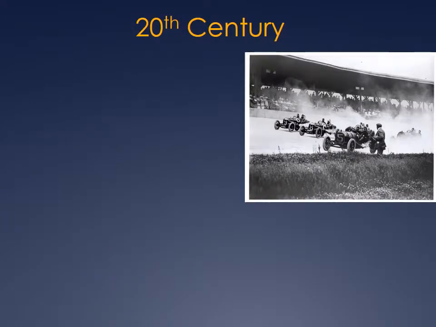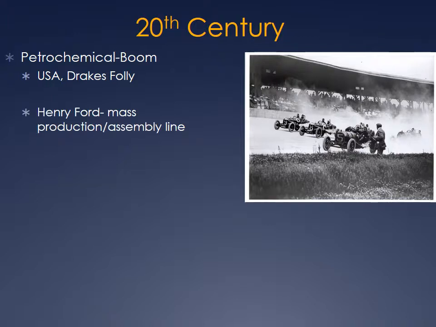The 20th century. Here you have an image of the first Indy 500 in 1911. And the Indy 500 was an example of the petrochemical boom. Oil was first discovered in Pennsylvania in 1859 at what was known as Drake's Folly. Pennsylvania, by the way, was one of the first oil fields. But later came the discovery of oil in places like Texas and California, out west, and Wyoming, which became large oil fields too.